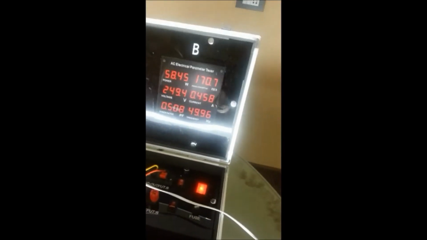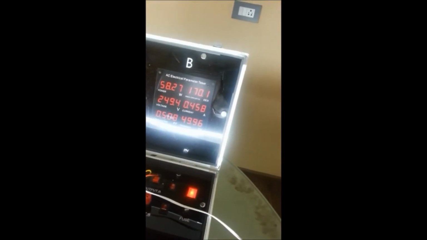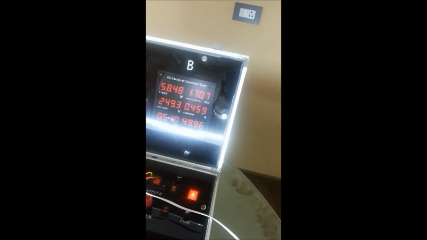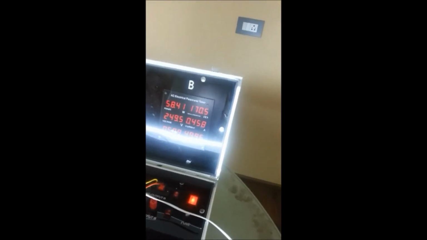You can see here the normal fluorescent tube light, and you can see the power consumption. It is showing as 58.48 watts. And you can see this tube light. Now we will turn on the LED tube light.